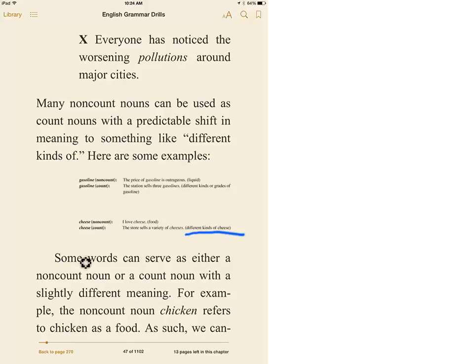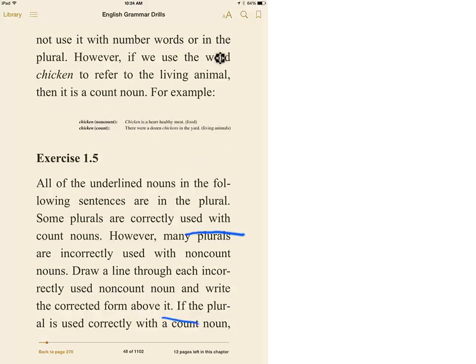It says some words can serve as either a non-count noun or a count noun with a slightly different meaning. For example, the non-count noun chicken refers to chicken as food. As such, we cannot use it with number words or in the plural. However, if we use the word chicken to refer to the living animal, then it is a count noun. For example, chicken is a heart-healthy meat. Okay, that's non-count. If we wanted to use it as a count, it says there were a dozen chickens in the yard. Okay, that's the animal, not the food. So that's the difference between those.